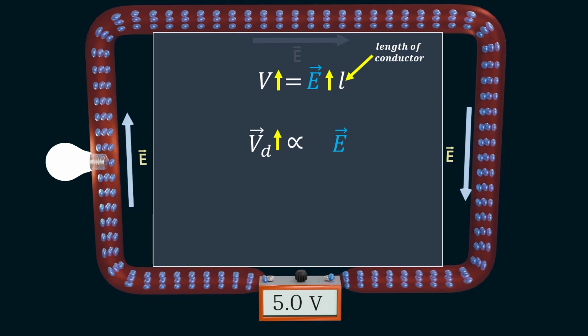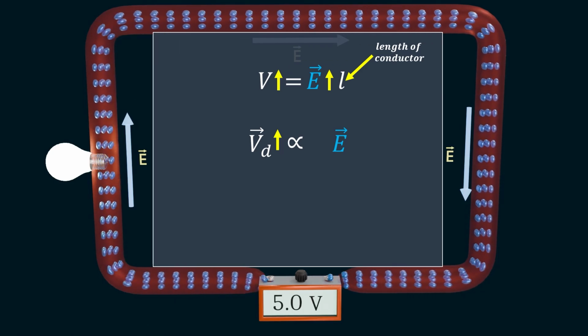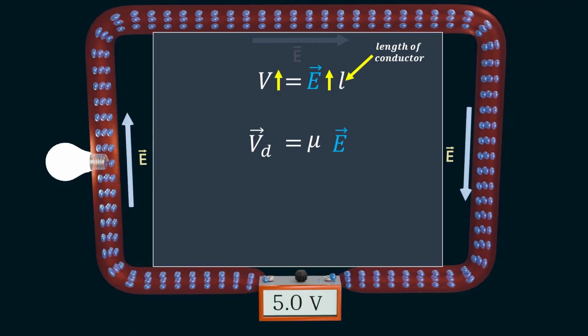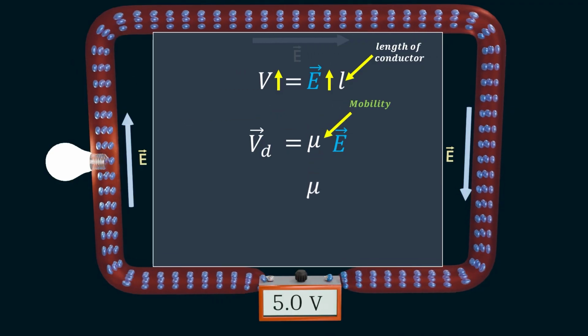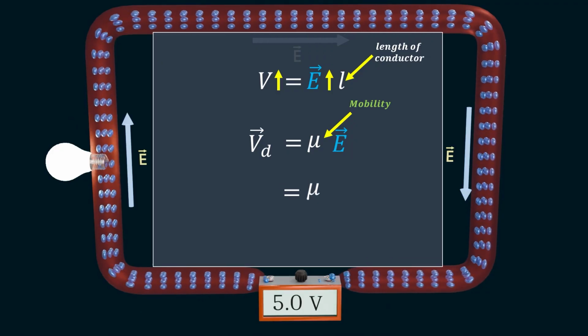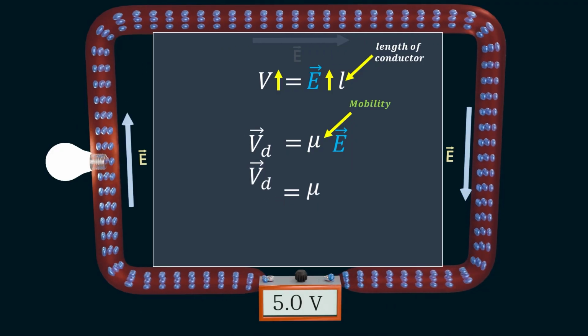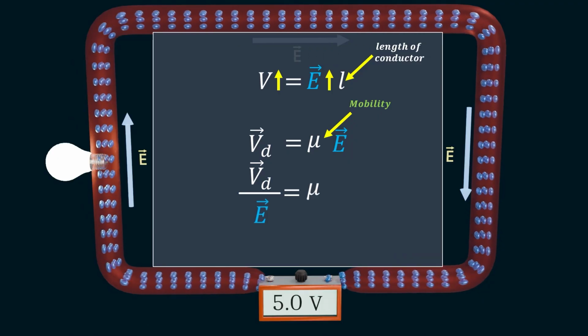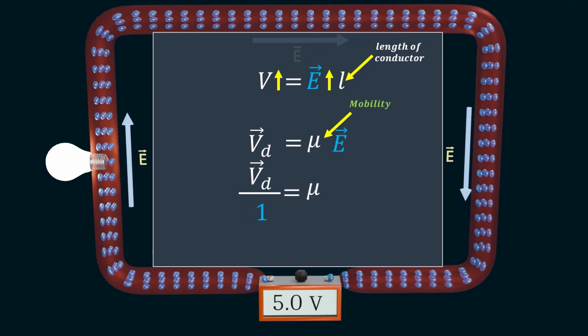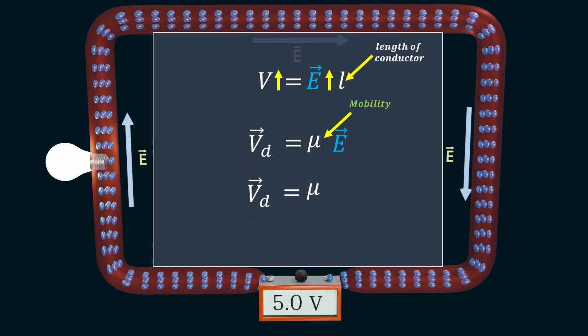When we remove the proportionality sign, we introduce a constant called mu, which is known as the mobility of the charge carrier. The mobility of a charge carrier in a particular medium is defined as the drift velocity produced in a medium when the applied electric field is unity. Because when electric field is 1, the drift velocity becomes numerically equal to mobility.